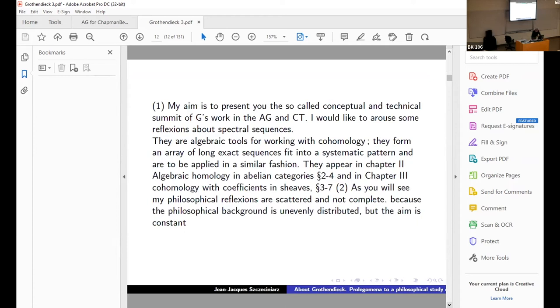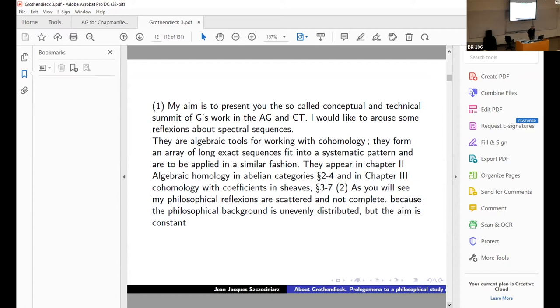My aim is to present to you the conceptual and technical summit of Grothendieck's work in algebraic geometry and category theory. I would like to evoke some reflection about spectral sequences. They are algebraic tools for working with cohomology. They form an array of long exact sequences fit into a systematic pattern and have to be applied in a similar fashion. They appear in chapter 2, algebraic cohomology in abelian categories, 2.4, and in chapter 3, cohomology with coefficients in sheaves, 3.7.